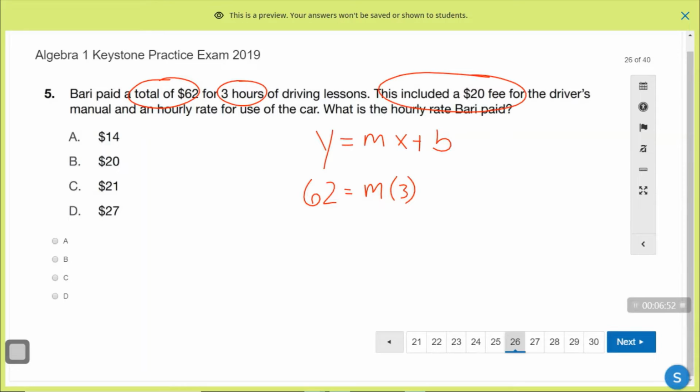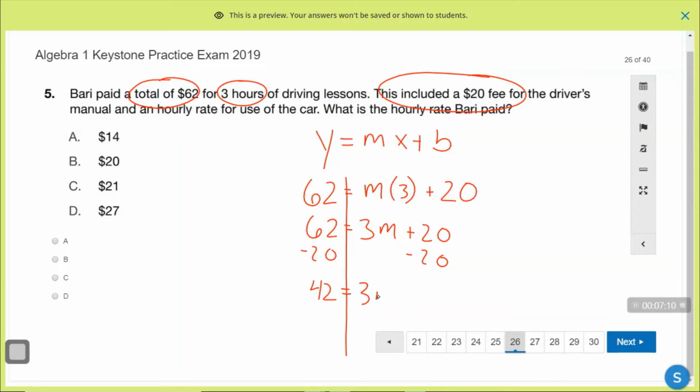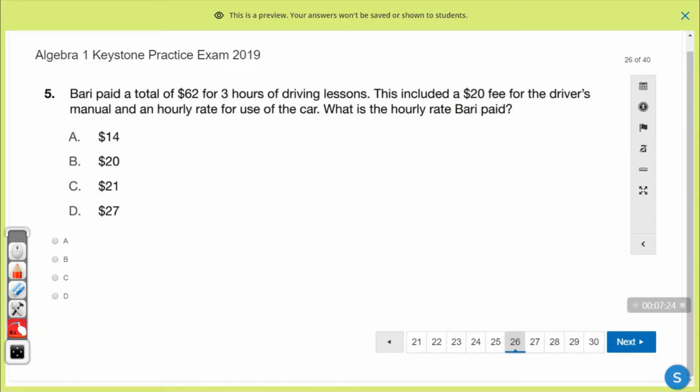And they're telling me an initial fee. All right, that was the starting point that we added, 20. And if we plug each of those pieces in, we can rewrite this as 62 equals 3m plus 20. And we can just solve that in order to find out what our hourly rate is. So we can subtract 20 from each side, and we get 42 equals 3m. And then we can divide by 3 on each side to find that 14 is equal to m. In other words, $14 per hour is going to be the hourly rate, and that is A right here. Let's take a look at the next question.